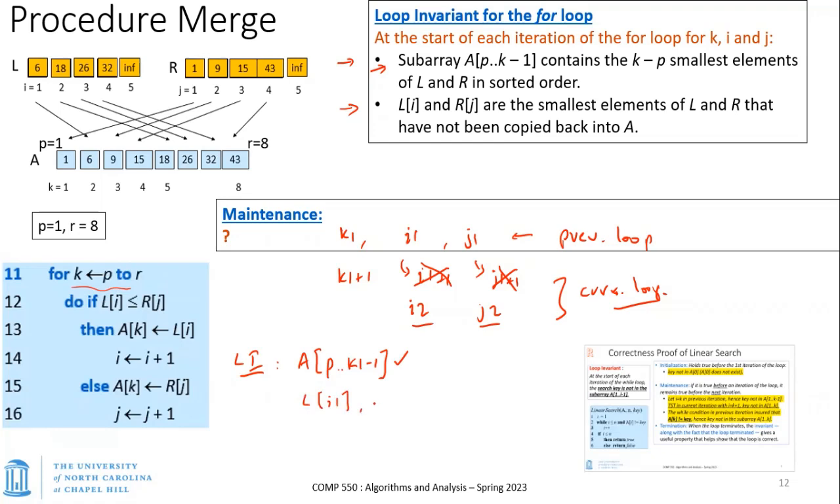Okay, exactly. So we already know this. Why is that? Because k1 was the previous values, k1, i1, and j1, and we know from the loop invariant that it clearly states that this is already sorted, and these are the smallest values, and they have not been copied. So now, what do we need to prove to show that? What do we need to prove?